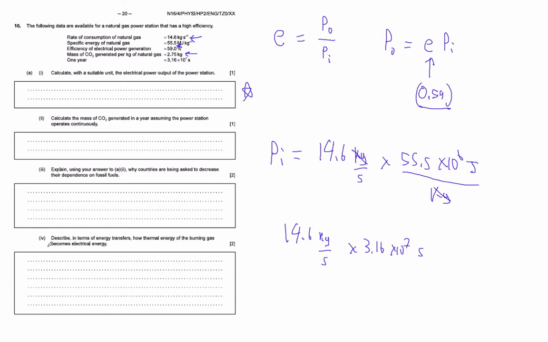Right. Describe in terms of energy transfers how thermal energy of the burning gas becomes electrical energy. So notice that the gas is already burned, right? So you're talking about the heat energy, right? The heat energy boils the steam, drives the turbines, generates electricity. But try to think about what kind of energies those are, okay? They just have a couple of them, basically, okay? I listed like all the way from chemical potential energy to whatever, but you don't need to do that.